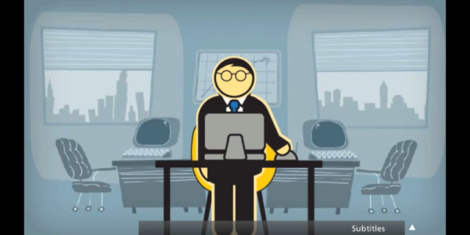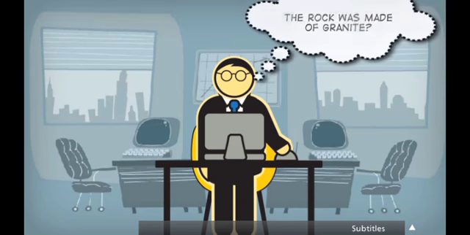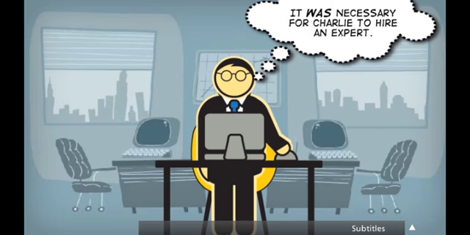During the course of the proceedings, the arbitrator finds out the rock that was removed was made of granite, and granite is a very heavy type of rock. It's about 2.5 times heavier than water. This particular granite rock was round, with no holes for lifting it out of the ground. This is what made it necessary for Charlie to seek a subject matter expert on rock removal.